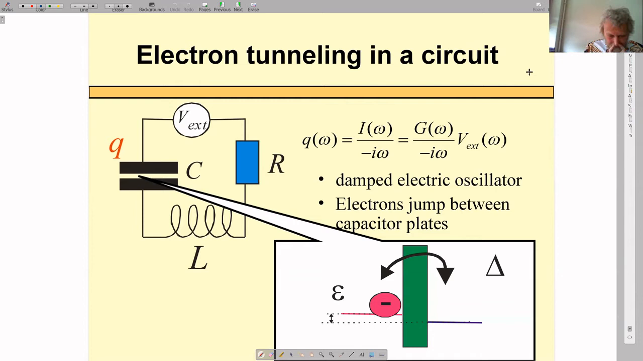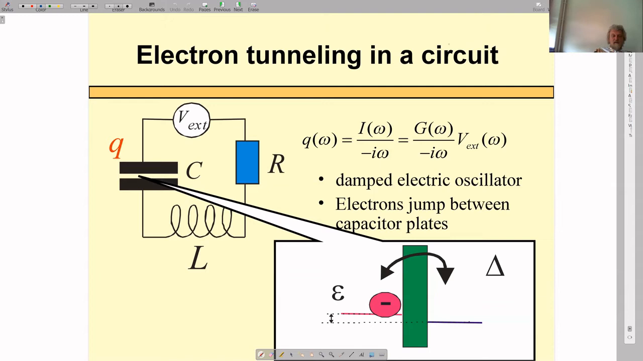Let me consider an alternative example of a qubit, which would be rather unusual. Nevertheless, we will understand in a second that this actually is the same qubit, but in a bit different circumstances.